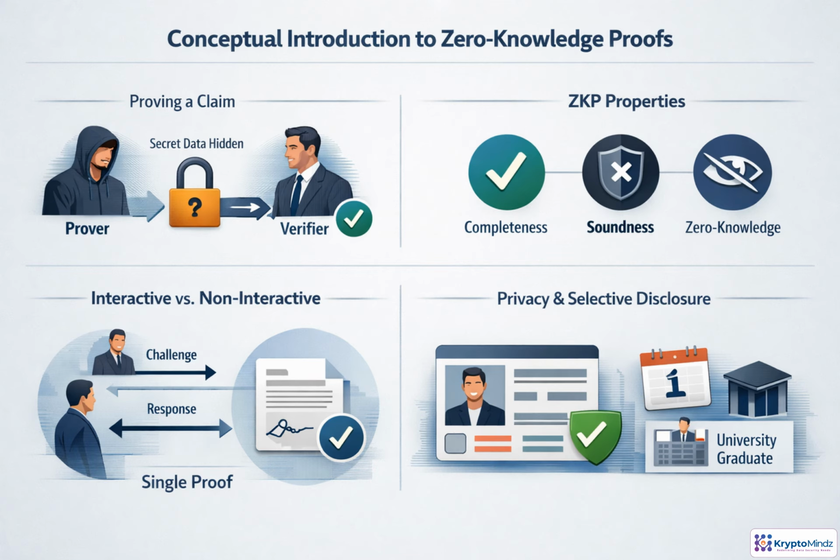Zero-knowledge proofs let you prove something is true without exposing the secret behind it. That idea powers privacy-preserving credentials, verifying age, membership, or graduation status while revealing only what the verifier actually needs to know.